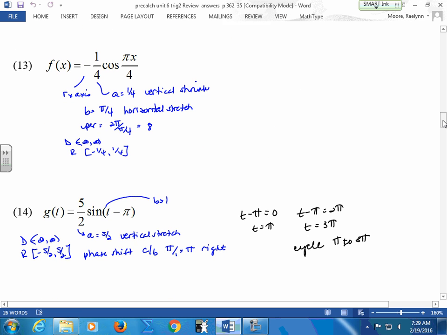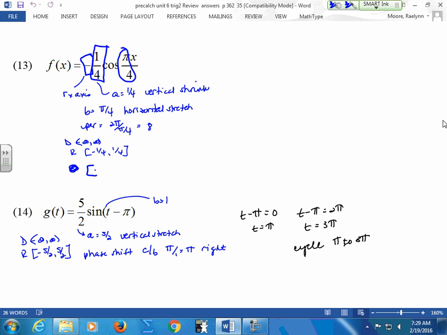Okay, this guy, we have an amplitude change, we have a reflection, and we have a frequency change. So the reflection is your negative. This guy, because it's between 0 and 1, you have a vertical shrink. If it helps you, do your -1 to +1, and multiply everything by 1/4. So -1/4 to +1/4. An easy way to get your range.